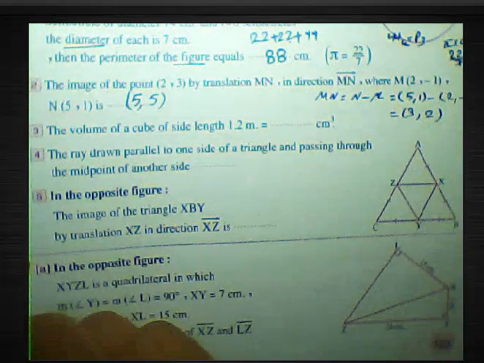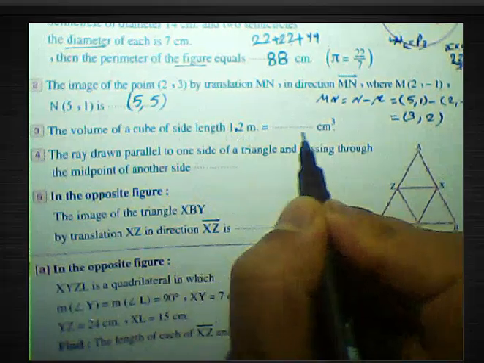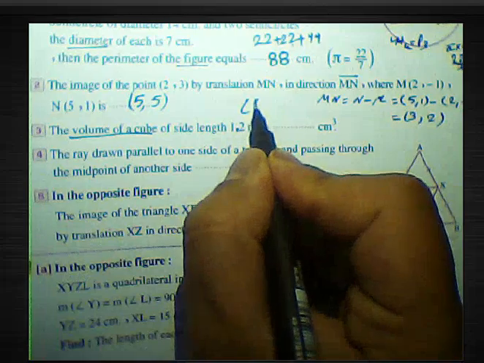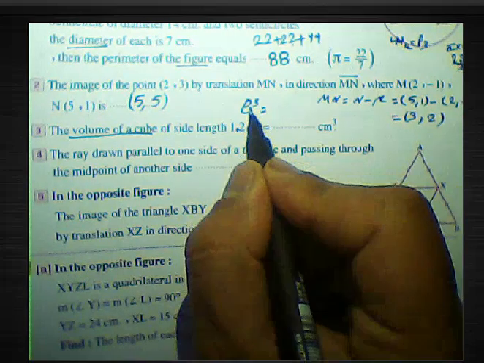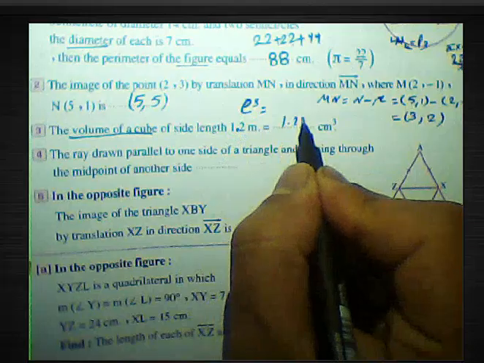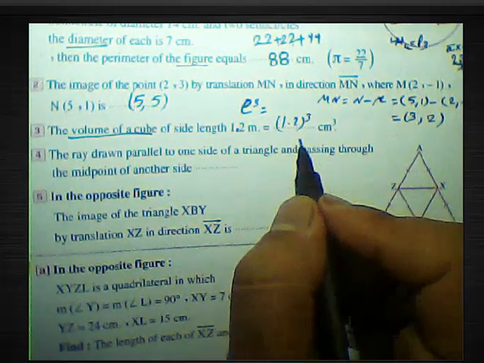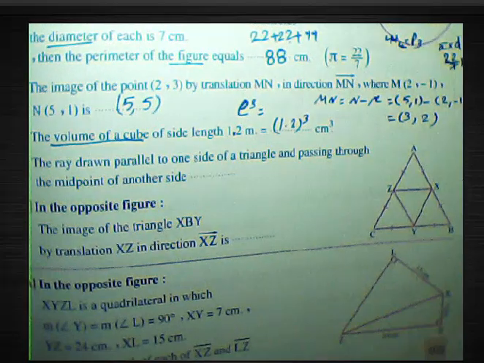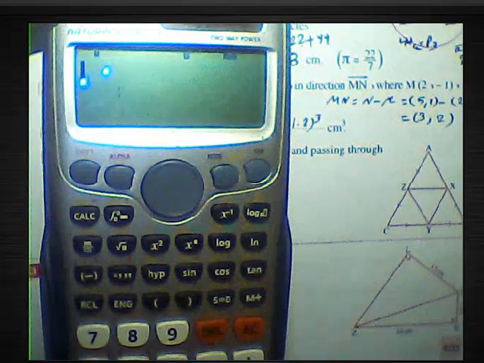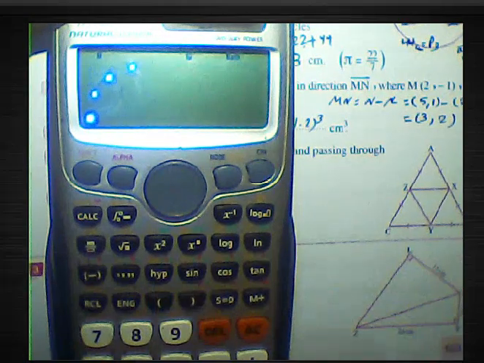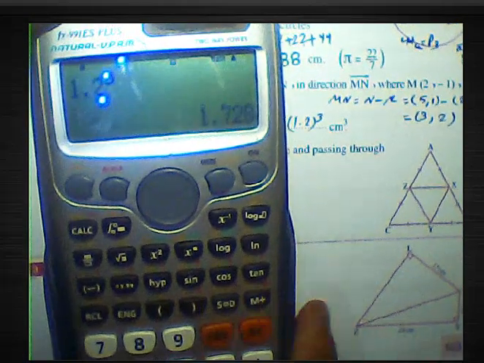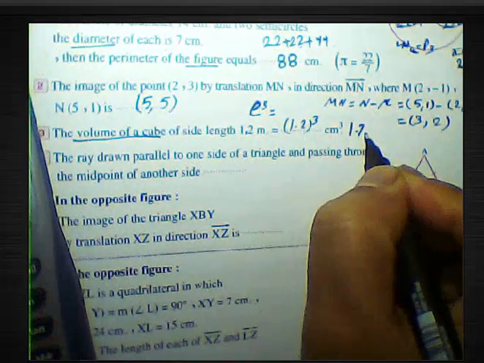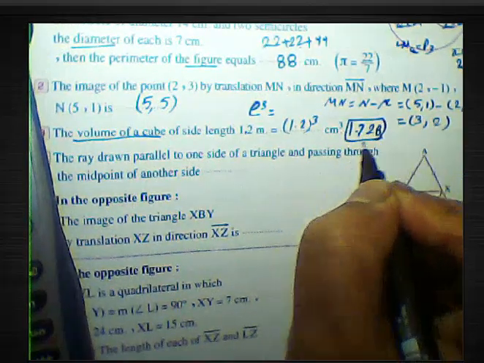The volume of a cube with side length 1.2 meter equals how many cubic centimeters. Let's get the volume of the cube. It will be length power 3. 1.2 power 3, you can find the result with a calculator. 1.2 power 3 means 1.2 multiplied by itself 3 times. 1.2 power 3 equals this number, 1.728. 1.728 cubic centimeters.